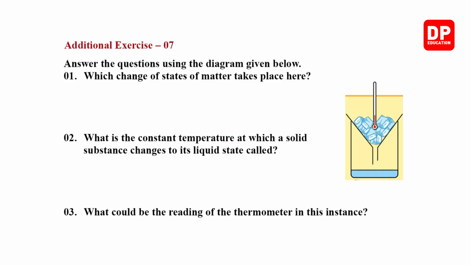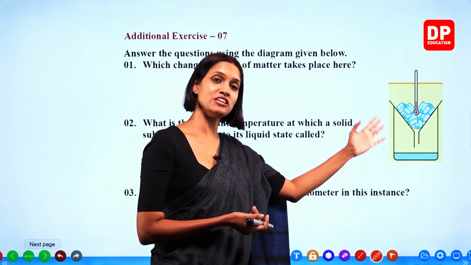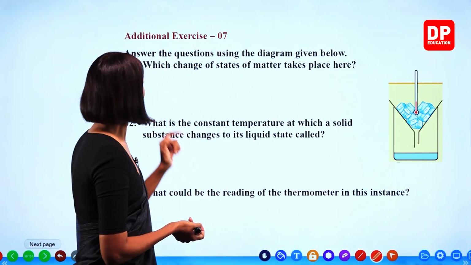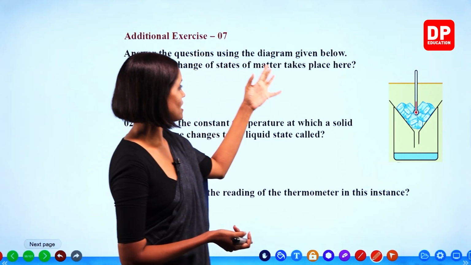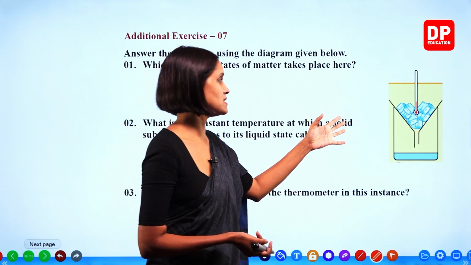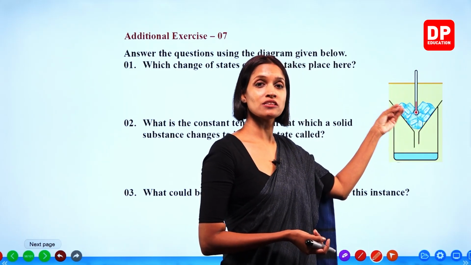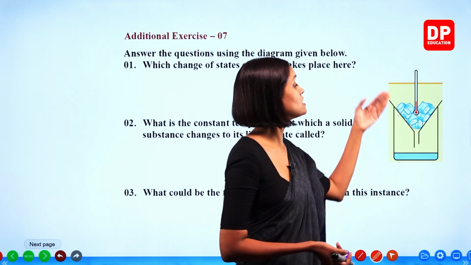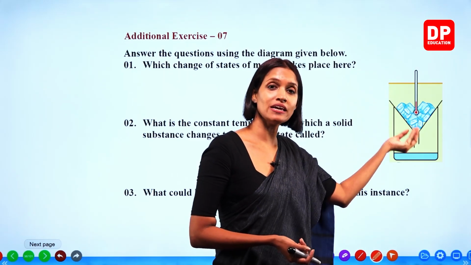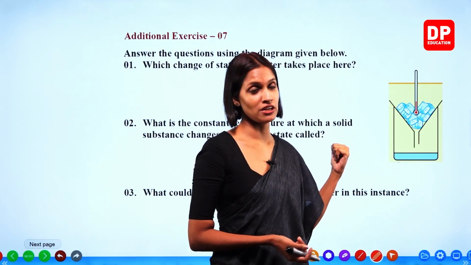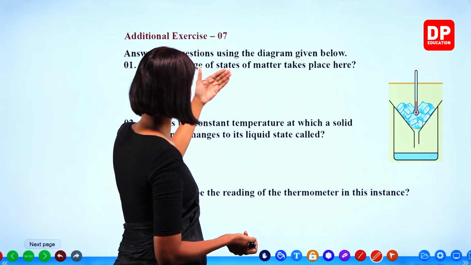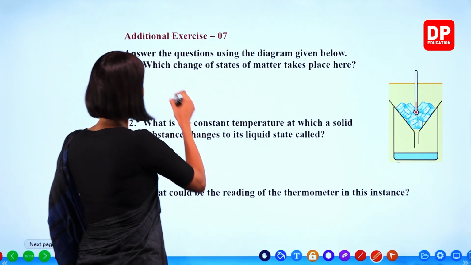Exercise number 7. Answer the questions using the diagram given below. Even this activity we did in the lab. Okay? Which change of states of matter takes place here? It's very easy. We used ice. We actually use this setup to check the melting point of ice. Ice is melting, which means solid is changing to its liquid. Which change of state of matter takes place here?